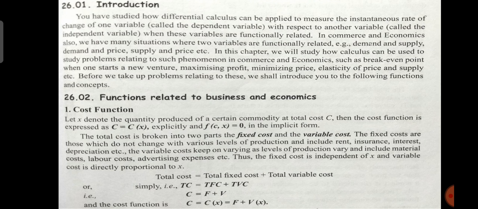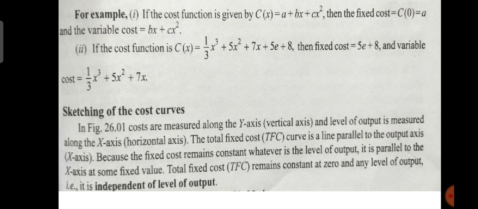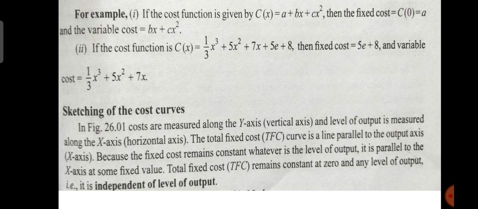So C equals C of x equals F plus V of x. C is divided into two, fixed cost and variable cost. So the cost function is C equals F plus V of x. For example, if the cost of production is given by C of x equals a plus bx plus cx square, then the fixed cost is C of 0, which is independent, so it is a, and the variable cost is bx plus cx square.